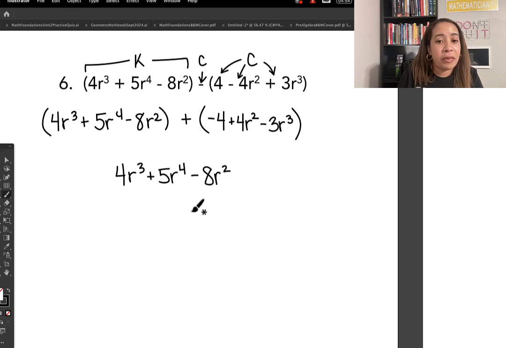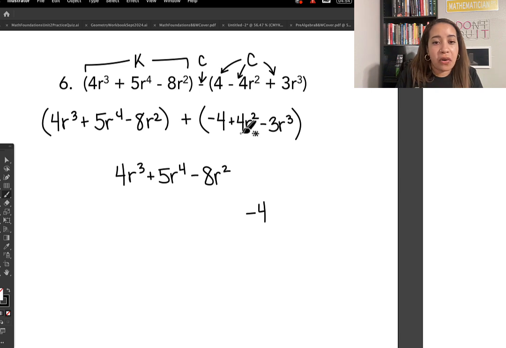And now I'm looking for pieces that look alike. I notice that my negative 4 does not match with anything. I do not see any integers that are all on their own from our first polynomial. So I'm just going to put that at the end here, all on its own. You can choose to put it at the end or at the beginning. It doesn't really matter.